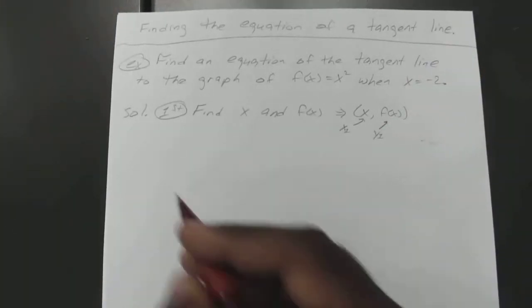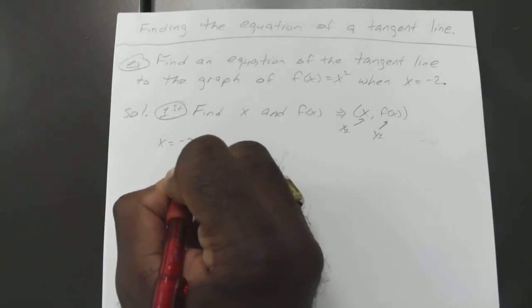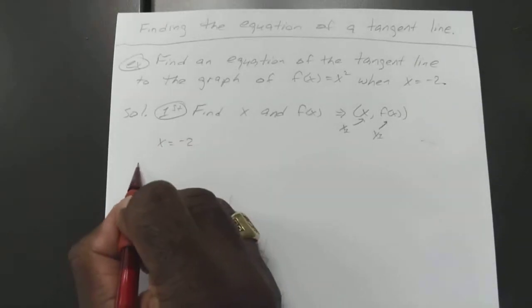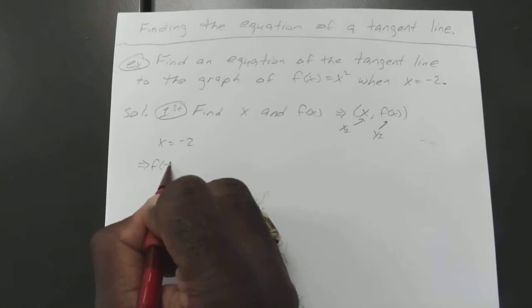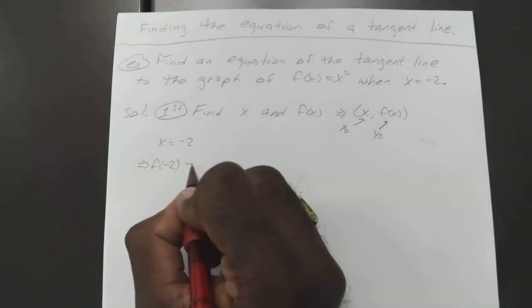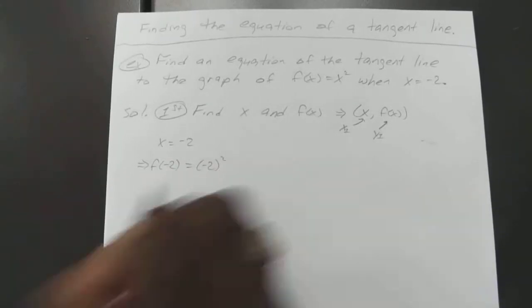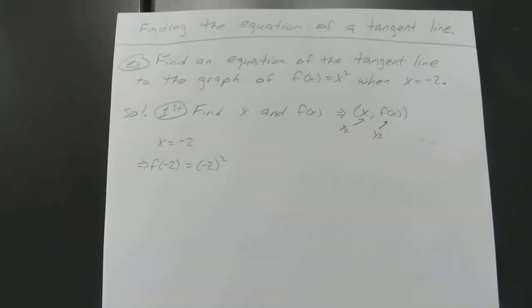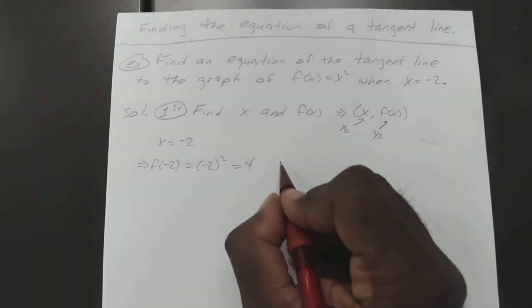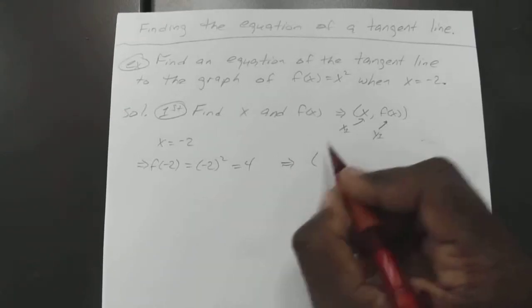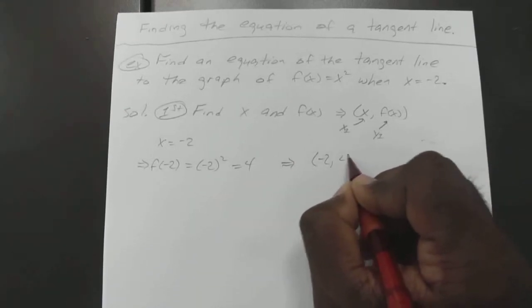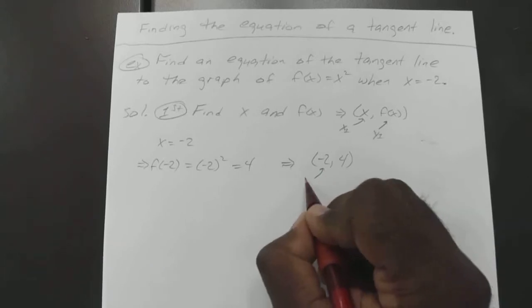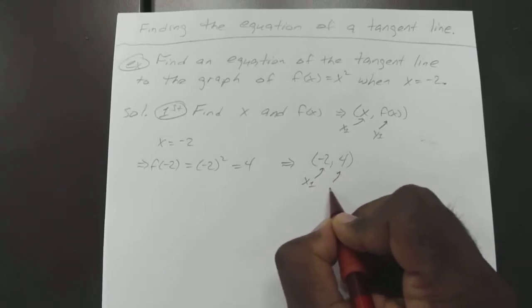Okay, so we know our x is equal to -2, which means our f of -2 is going to equal -2 squared, which is 4. Okay, so you get the ordered pair of -2, 4. So remember, that's your x1 and that's your y1.